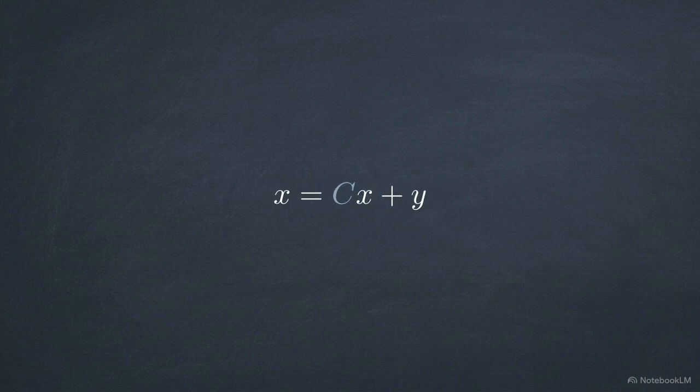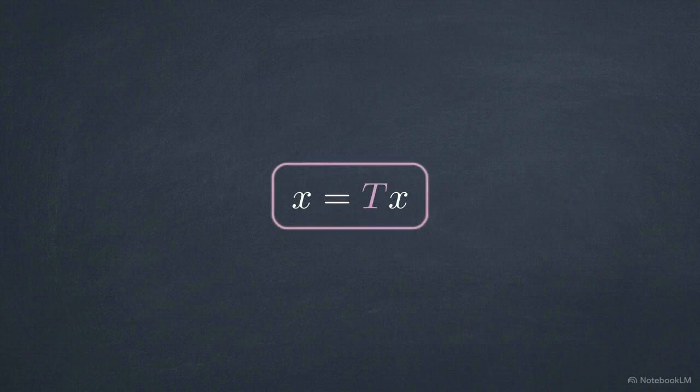We now have our target form, x equals Cx plus b, with the x variable isolated on the left and acting as the input on the right. If we define our mapping operator T as that entire right side of the equation, the logic aligns perfectly. Solving our original system of linear equations is now identical to finding a fixed point of T.